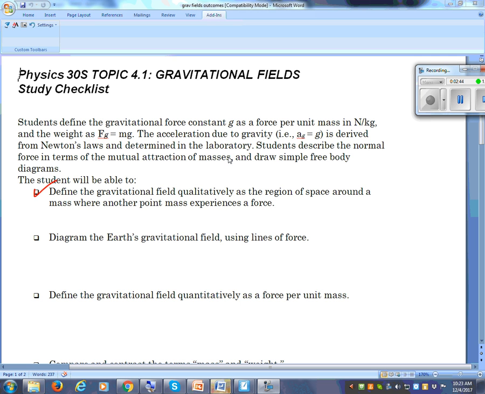Diagram the Earth's gravitational field using lines of force. I'll show you how to do that. Define the gravitational field quantitatively as a force per unit mass. There, I just did that one. We've done 2 out of 12 already. Wow. Well, whatever the number is, I don't know.